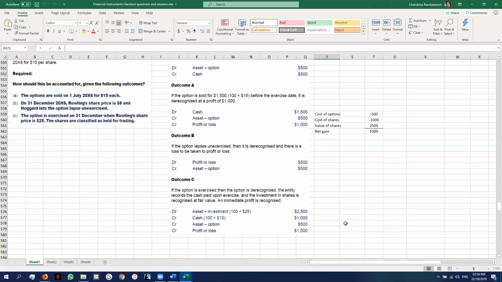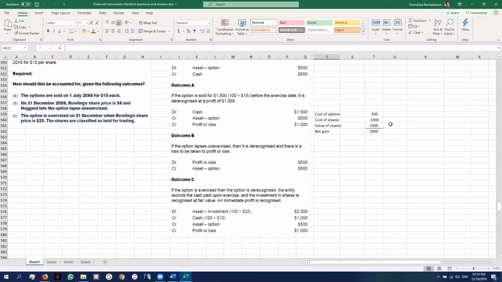To get the shares. Credit asset option, that's the $500 above. To remove it from the books, remember it must be removed from the books. It has to be derecognized. That's why even here it was derecognized. And credit P&L 1,000.